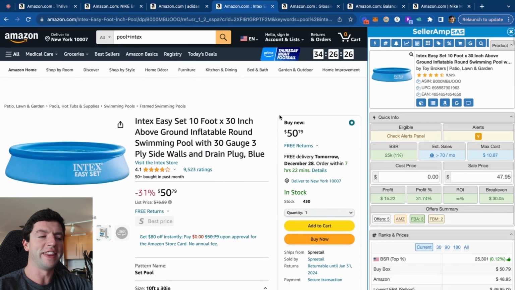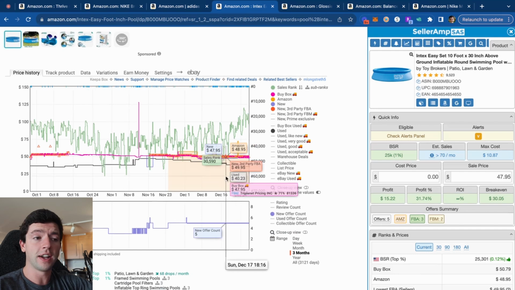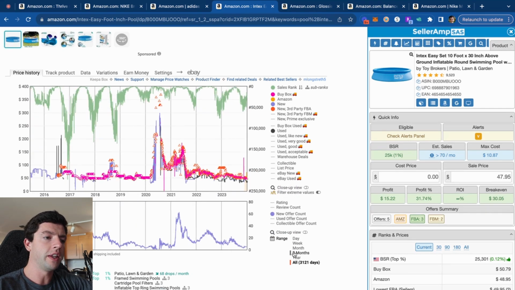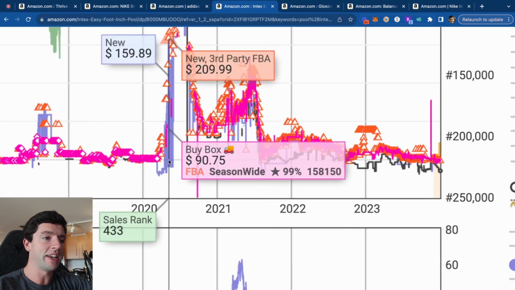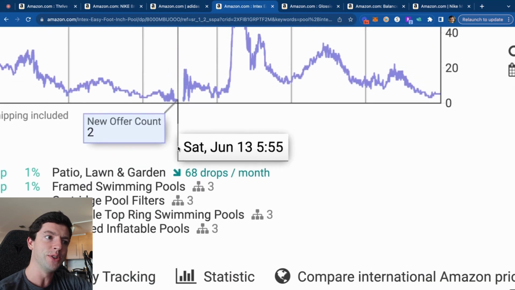Another kind of funny thing to show how demand can change throughout the different seasons and different times is taking a look at the pool listings right here. We can see that this product, Amazon's currently on its buy box at right around $50. But if we take a look at the all-time data, we can see back in 2020, there were people paying $200 like clockwork for this item during the summer. Yeah, June 2020 right there.